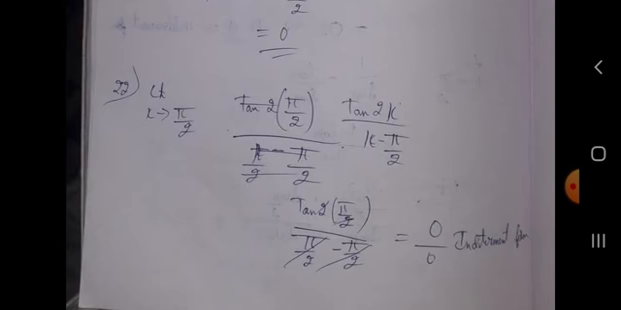Next, so let us take x tends to pi by 2, tan 2x into (x minus pi by 2). So tan 2 times pi by 2 into pi by 2 minus pi by 2, so it is an indeterminate form.